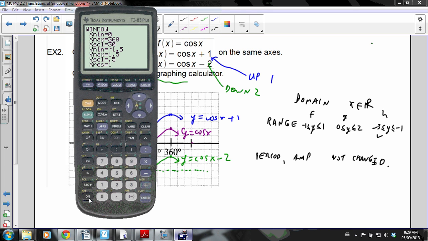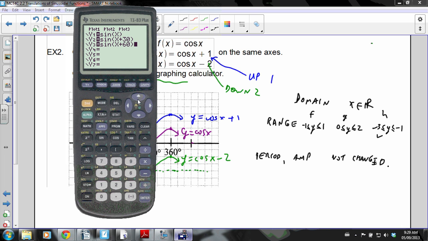This is the first one, and notice my window settings are kind of the typical ones for trig functions, and I've got sine in there from yesterday, obviously, and x, what was the first one? It was plus 30 and x minus 60. No, hang on, I've goofed that up. This is plus 60 here. And this is minus.